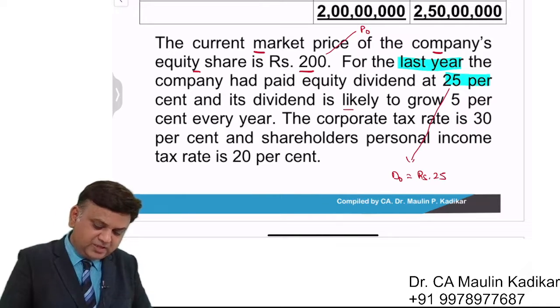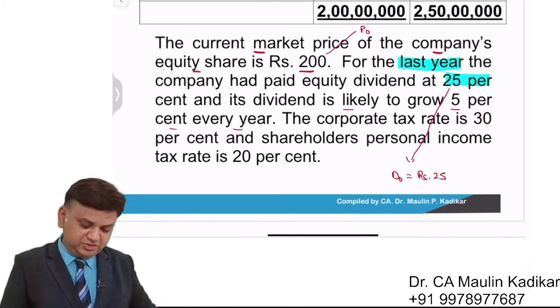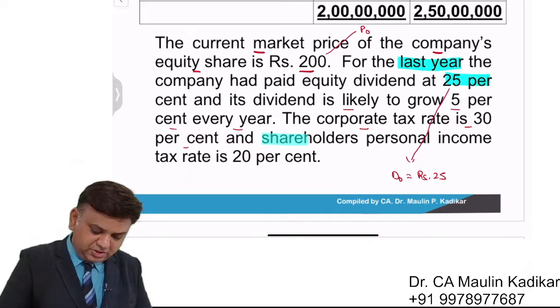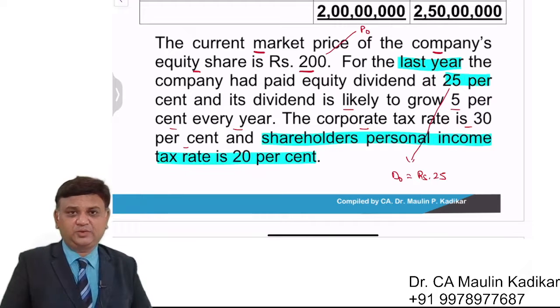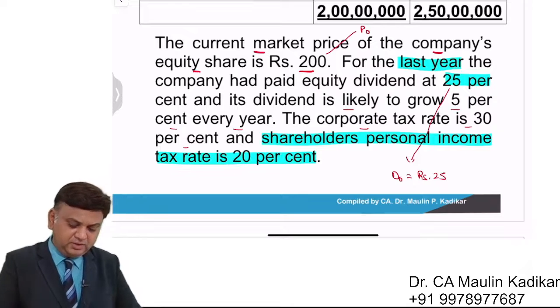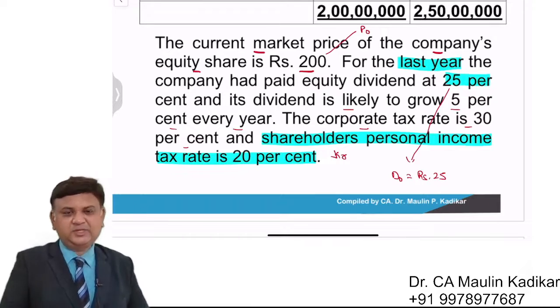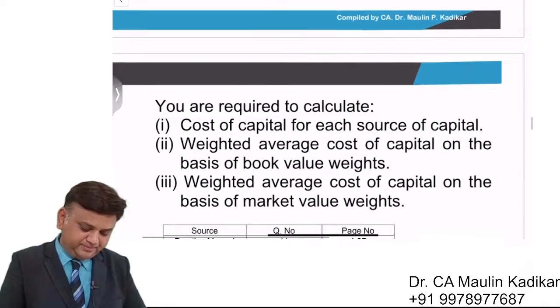And the dividend is likely to grow at the rate of 5% every year. Growth rate is given 5%. The corporate tax is 30%. And highlight the portion, shareholders personal income tax rate is 20%. So this is new information given to us. Dear students, this information is going to be useful for making calculation of the cost of retained earning. How it is going to be useful, I will explain to you in the time to come.